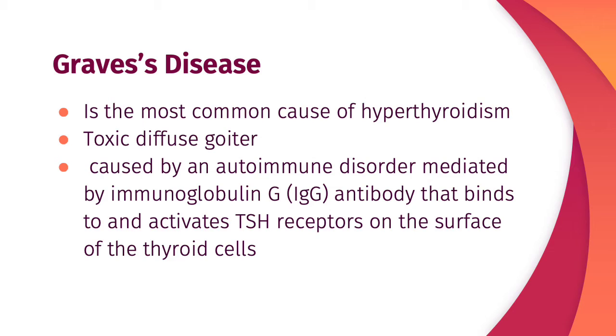Now, the primary effect of the thyroid hormone is to increase metabolism and protein synthesis. Thus, if you have hyperthyroidism, we will be having problems such as increased basal metabolism, weight loss, lipids are depleted, and glucose tolerance will also decrease. Graves' disease specifically is caused by an autoimmune disorder mediated by immunoglobulin G or IgG antibody that binds to and activates your TSH receptors on the surface of the thyroid.